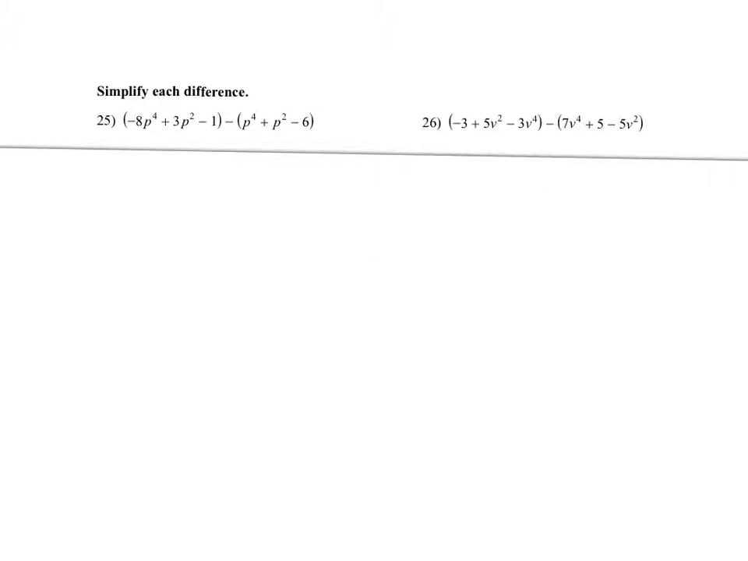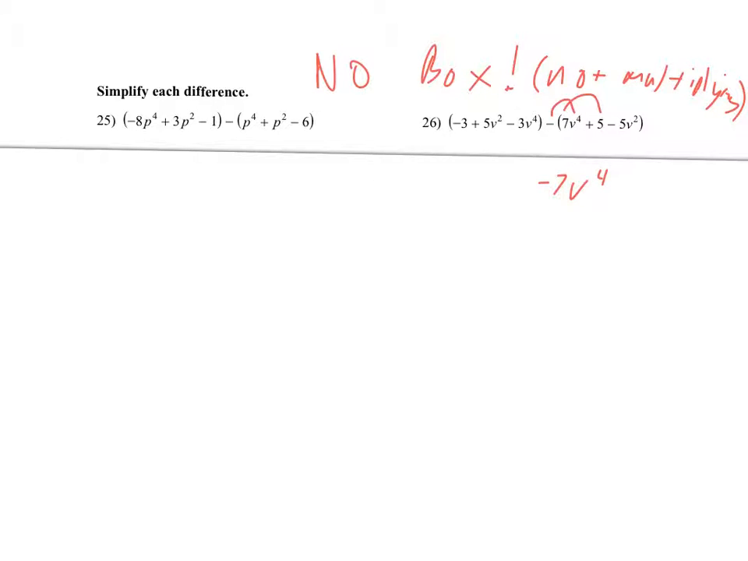All right, next up, we've got to find the difference here. So that's just subtraction. So for these ones, it's not the box because it's not multiplying, okay? The box is only for multiplying, and these are actually just subtracting. So what we're going to do first is distribute this negative. So it's going to become negative 7v to the fourth minus 5, and then plus 5v squared, since that's a minus minus. And then I'm just going to rewrite this one as is because there's nothing to distribute there.